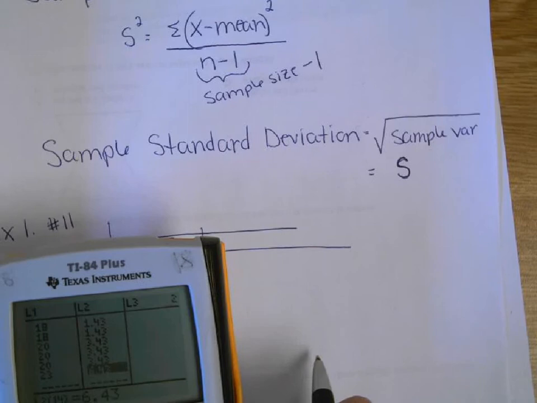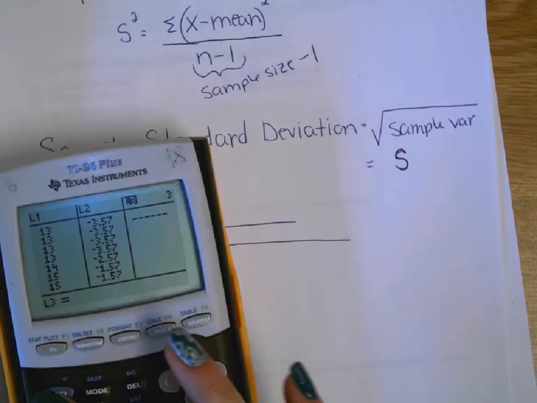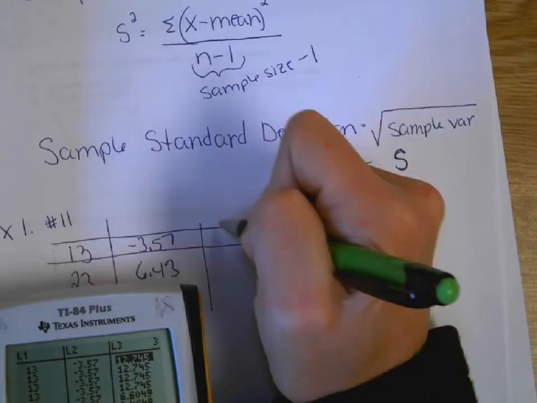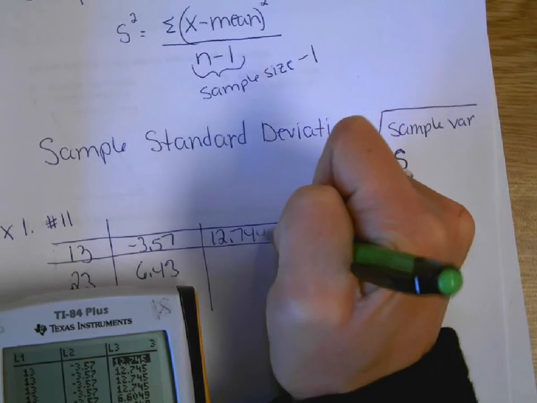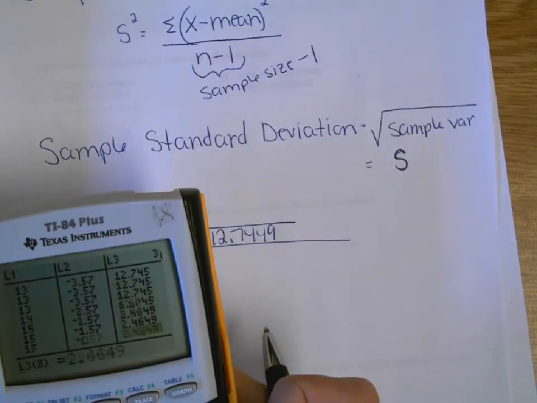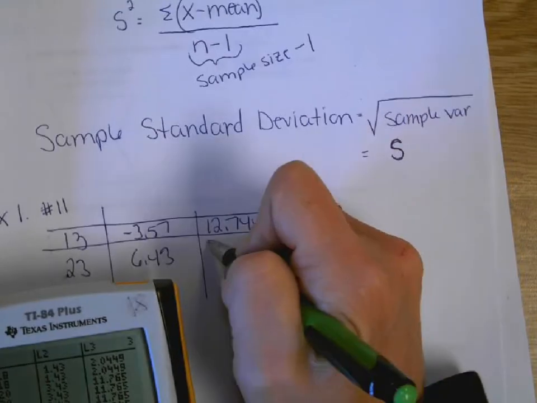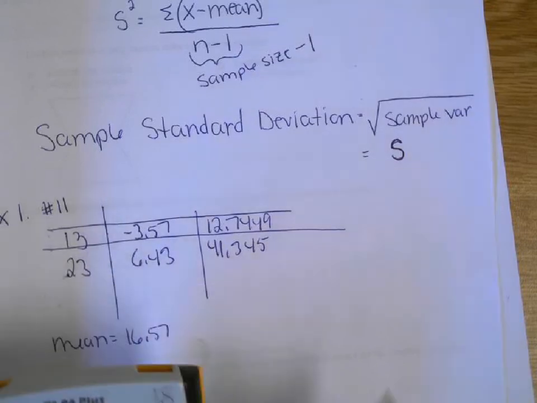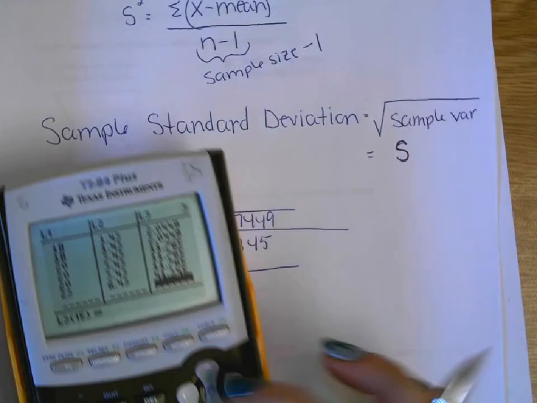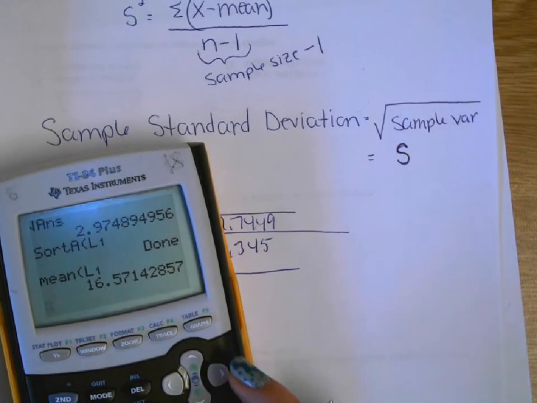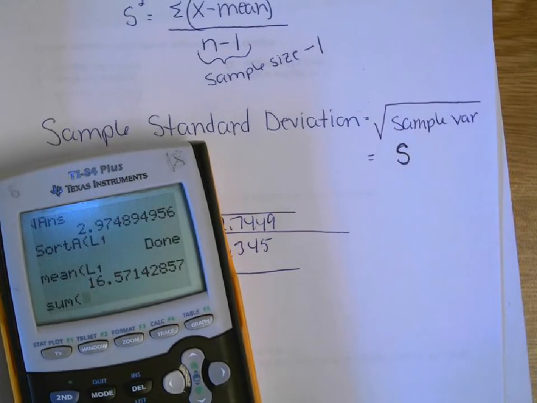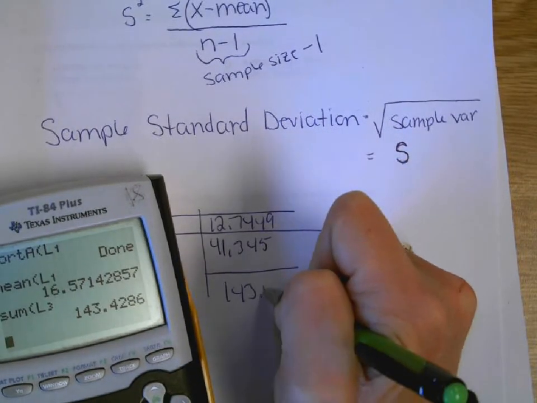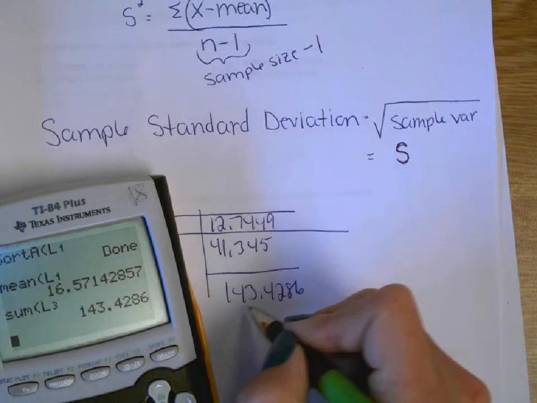Now we want to square those. So I go over, I say take everything in L2, square, 12.7449. 41.345. Then we got to sum these up. I'm going to quit. Math, sum of L3, 143.4286, and then I have to divide by.